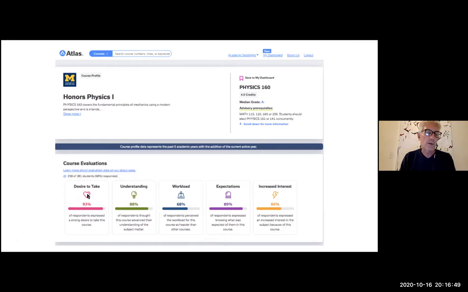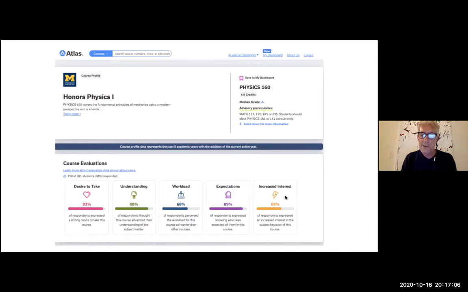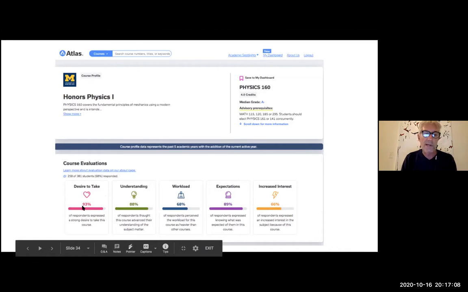For example, I had a strong desire to take this course, and you're given a Likert scale from strongly disagree to strongly agree. What we end up showing is the fraction of students who agree or strongly agree with any of these questions. So you see honors physics, there's a strong desire to take it. And it's tough to increase people's interest when their interest is already high. Often, if this is more like 50%, you look to see that you can get this above 66%. That's the challenge.